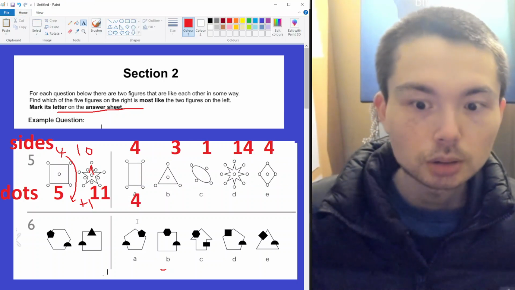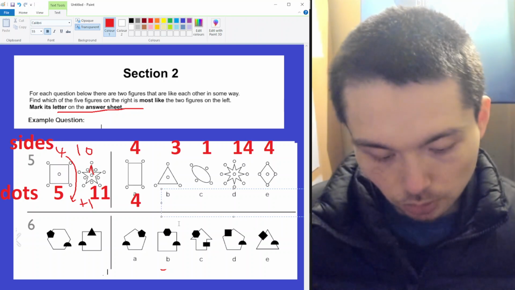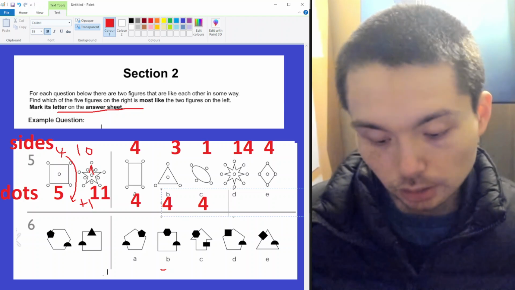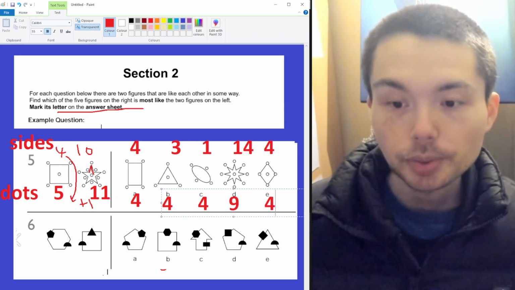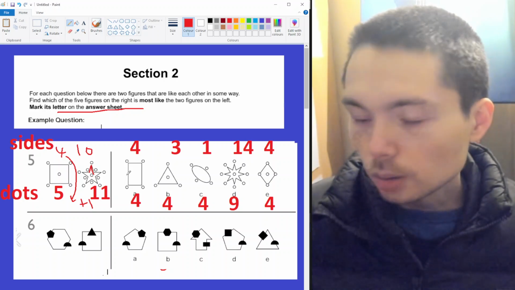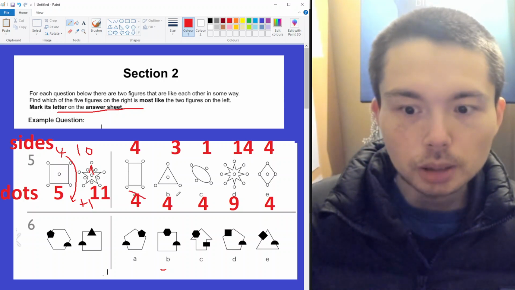4. And then just start getting rid of them. 4, 4, 4. Yikes. 1, 2, 3, 4, 5, 6. That doesn't matter. Nope. 4. Look at the relationship between sides and dots. We need to add 1. So nope, yep, nope, nope, nope. So B is the answer.